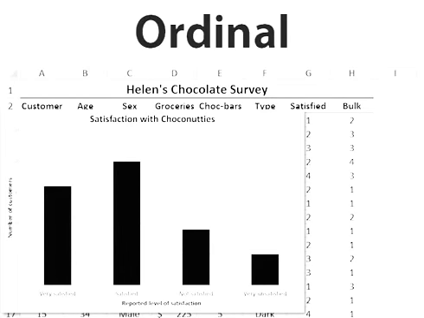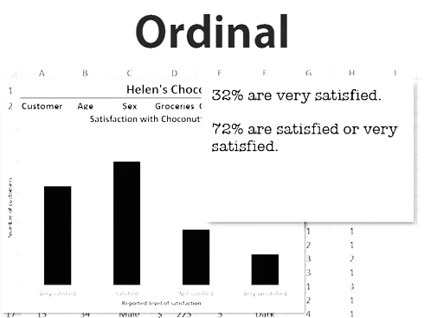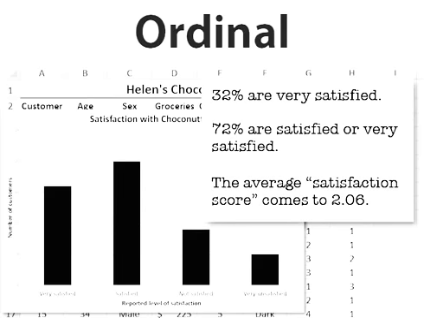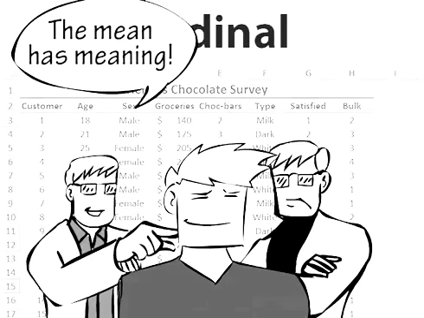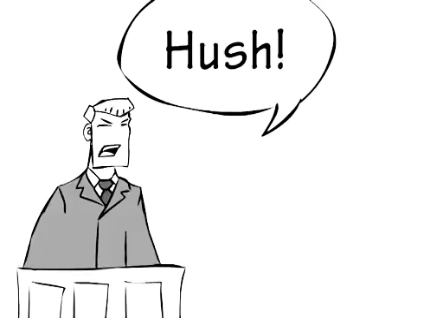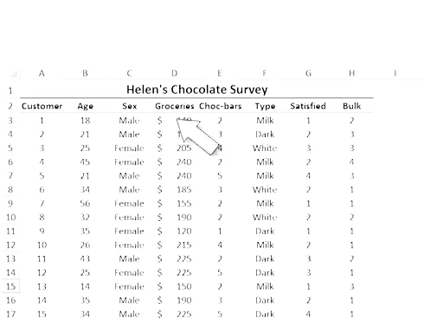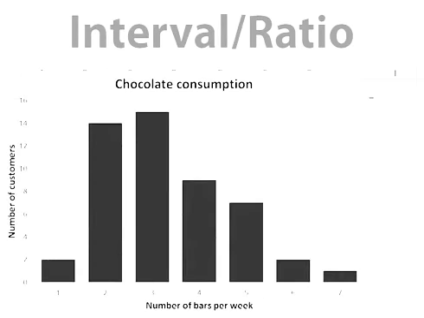We could summarise by saying that 32% are very satisfied with Choconutties and 72% of people are satisfied or very satisfied. The average satisfaction score comes to 2.06, which could be interpreted as satisfied. However, it is debatable whether it is sensible to calculate a mean satisfaction score. Age, amount spent on groceries and number of chocolate bars are all interval ratio data. These can be displayed on bar charts or histograms.